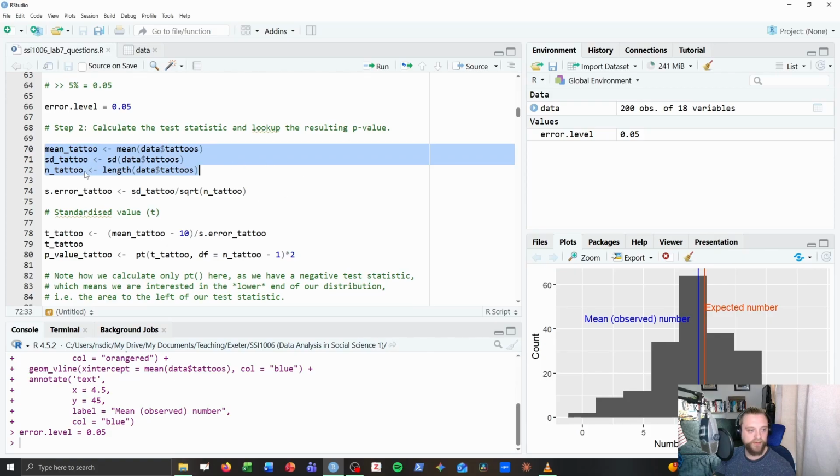What we need to conduct this test then is just the mean, the standard deviation, and the n for the sample that we're going to get with this function length here. So the mean number of tattoos, which is our blue line here, the standard deviation, which is, of course, a measure of spread, and the length, which is going to be our 200 observations over here.